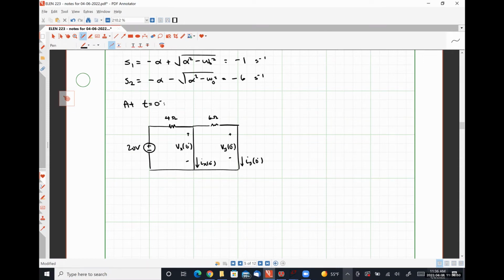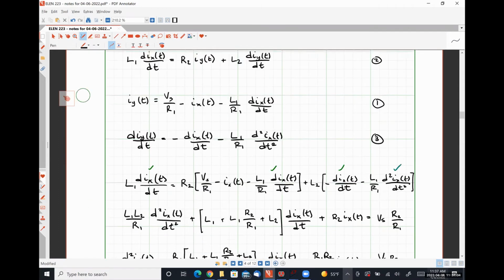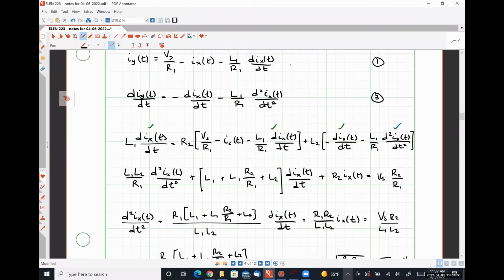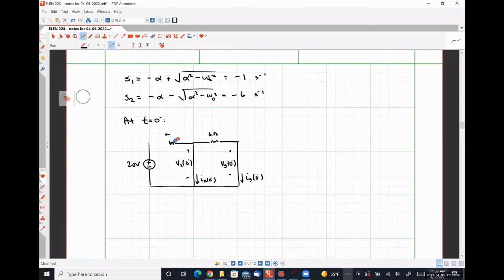So you're 100% correct. I have made a mistake. You're absolutely right. The switch is on the right-hand side of the 4 ohm resistor. Yeah, you're 100% correct. I have made a mistake. Thank you.